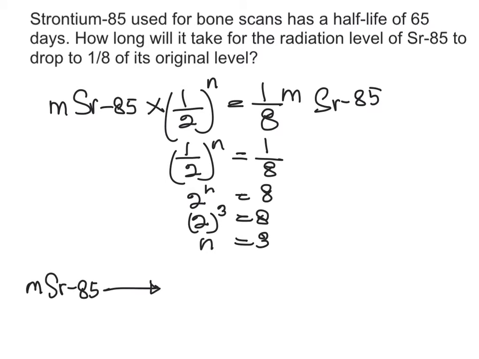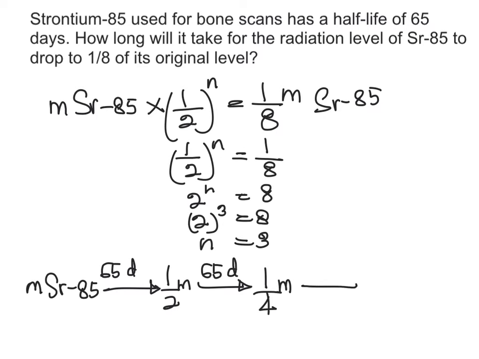So 1 half-life of 65 days decays it to 1/2 m. The second half-life of 65 days decays it to 1/4 of the amount we started with, and after a third half-life the amount remains at 1/8 m.